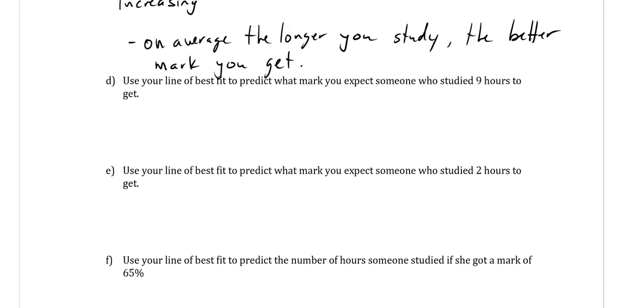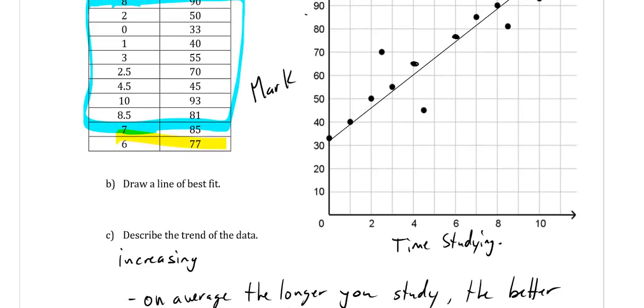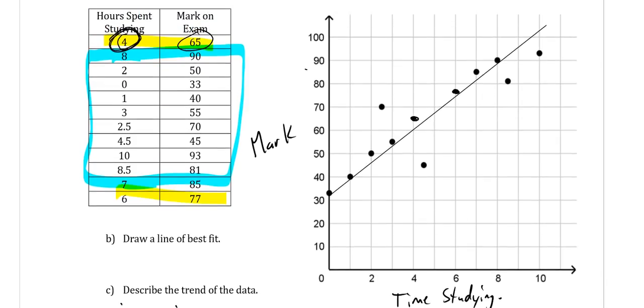Use your line of best fit to predict what mark you expect someone who studied 9 hours to get. So I go over to 9 hours and I follow it up. And if you have to, you can use your ruler, but there's already a line. And I'm actually going to draw a little point. And then I'm going to take my ruler and try to make it perfectly horizontal. You can't see what I'm doing, but I've got it on my screen. And I'm going to follow it over like this, and see where it goes. So about 95. Pretty good.